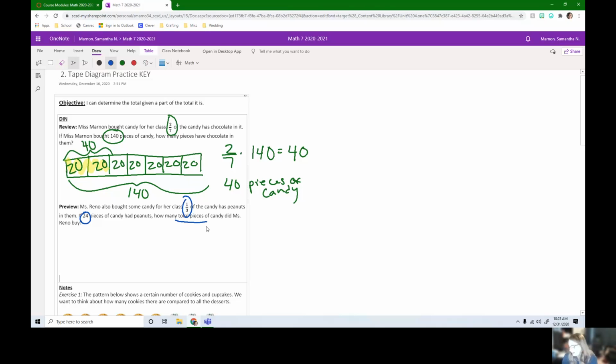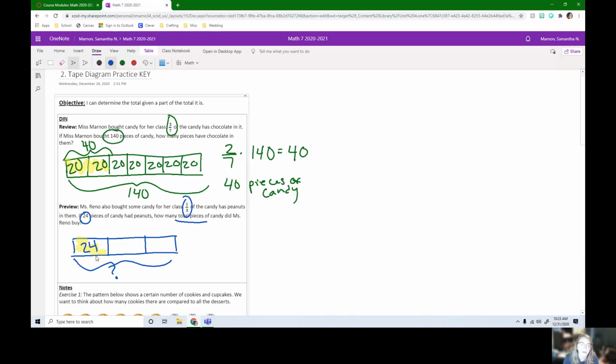Okay, so you should have tried this preview question. So let's try setting up a tape diagram. We don't know the total, so I'm going to just put a question mark here. But I do know I need to break it up into 3 boxes because we're talking about 1/3. So let's break this into thirds. And I know that 1/3, so one of these 3, has peanuts. And I also know that 24 pieces of candy had peanuts. So I know what I highlighted here is 24.